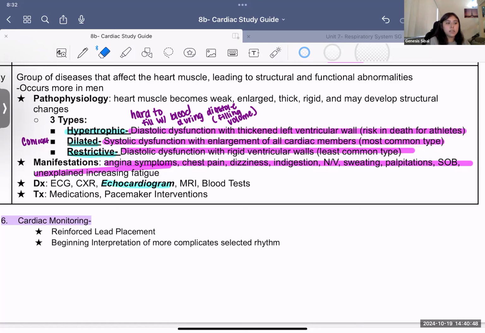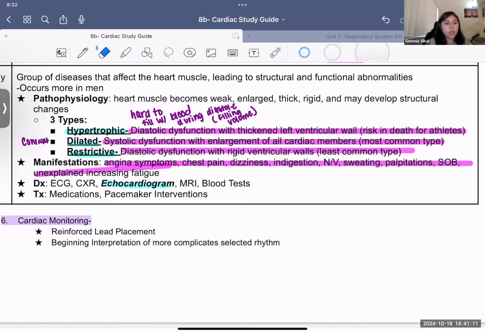It sounds like it would be because it's dilated, right? So it just means all cardiac members are enlarged. So with systolic dysfunction, this is the only one that's systolic. And the reason why is because just think about it in a way where if all of the cardiac members are enlarged, your heart's not going to be able to contract as well. And that's what we're talking about with systolic, right? Your heart's not going to be able to contract because everything's super big.